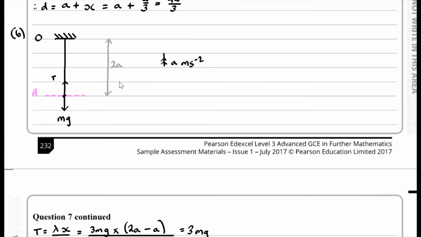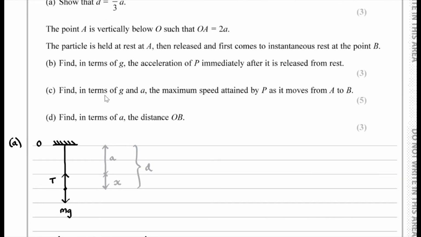Now for part C, we have to find, in terms of g and a, the maximum speed attained by P as it moves from A to B. Well, the maximum speed occurs when the acceleration equals 0, and the acceleration is equal to 0 when we're in equilibrium. So this occurs when we're in equilibrium.